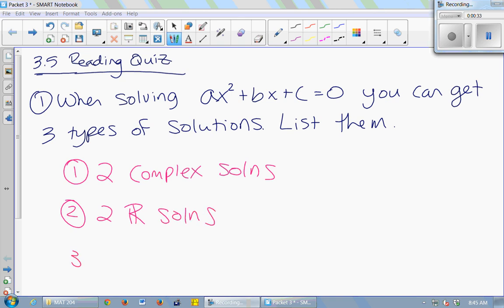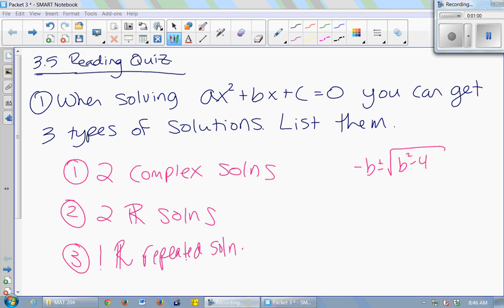And when the number under the radical is 0, you get one repeated real solution. Right? If I plugged into the quadratic formula, negative b plus or minus the square root of b squared minus 4ac, all over 2a, and what was under the radical was 0, you'd still have a solution. It would just be negative b plus or minus 0 over 2a. And when you add 0 or subtract 0, you get the same number.